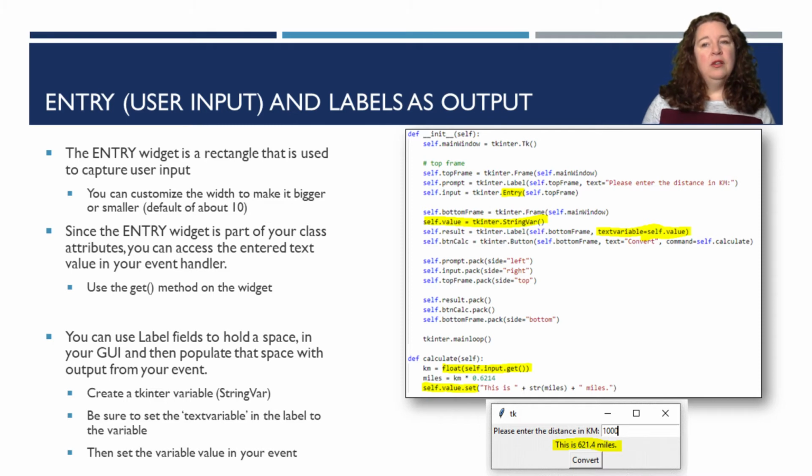The default entry widget is going to be about 10 characters long, but you might need to make that bigger, so you can change the width as one of the attributes of that.